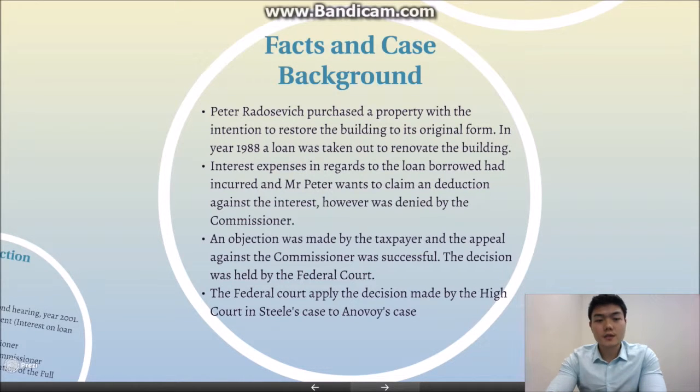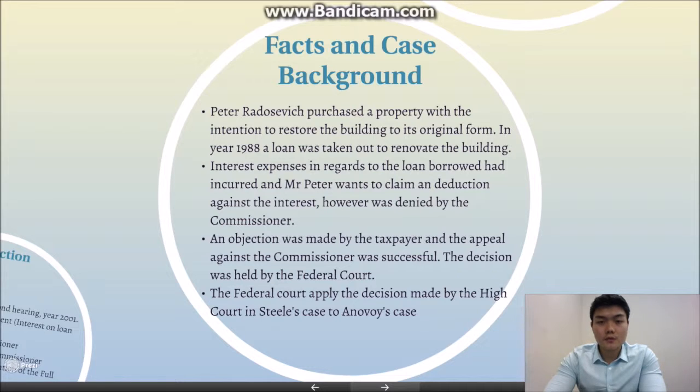The Commissioner provided that the cost incurred on borrowings used to acquire the property is deductible while disallowing the interest paid as a deductible expense, claiming that the interest paid was in fact a capital gain. Mr. Peter Watzlawick in this case was not really pleased and had objected against the decision made by the Commissioner.